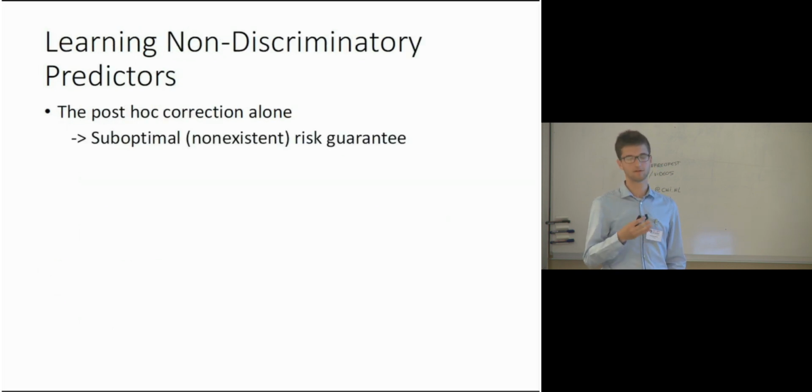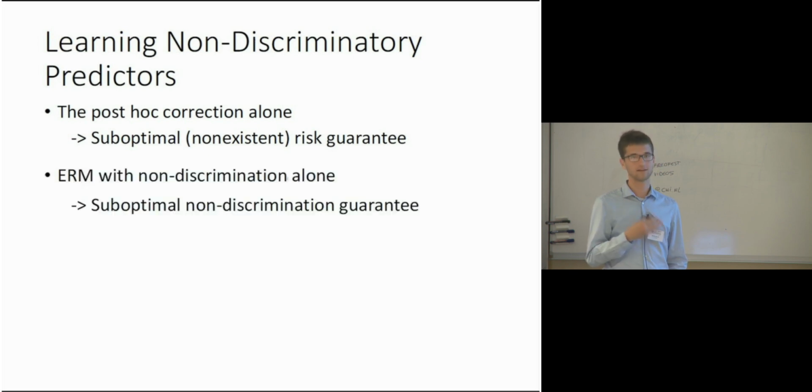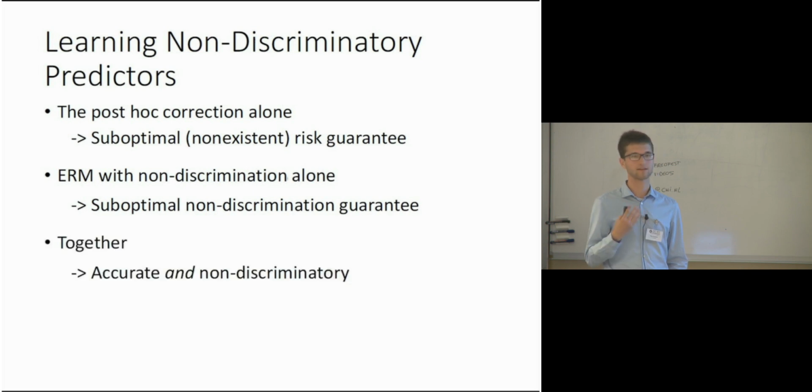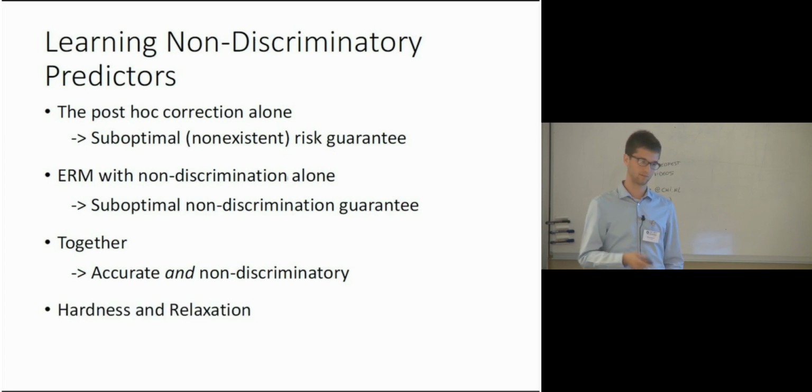So in conclusion, our work shows that the post hoc correction proposed by Hardt et al. alone is not sufficient to get a predictor that is both non-discriminatory and accurate. We show that ERM with non-discrimination alone, without this post hoc correction, results in a suboptimal dependence on the VC dimension in the non-discrimination bound. And we show that together, the two-step procedure will get us a predictor which is both non-discriminatory and accurate at the same time. We also show hardness of the two-step procedure and present a relaxation of the definition of non-discrimination.